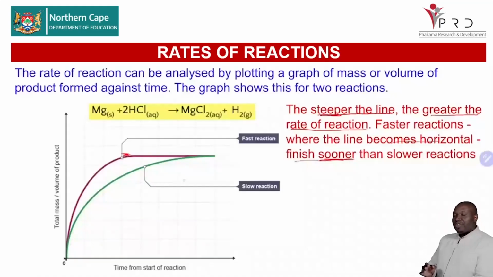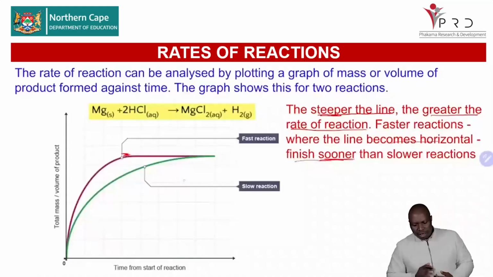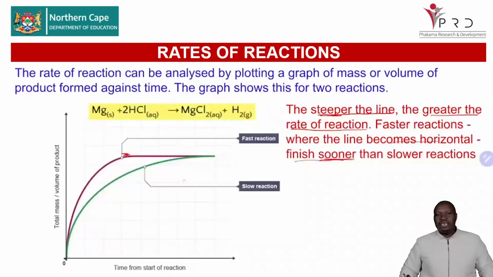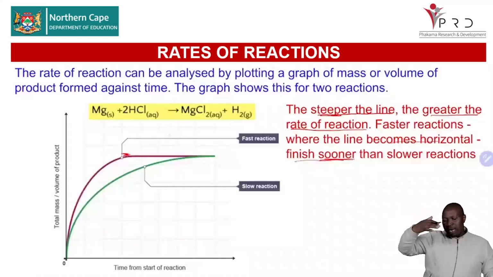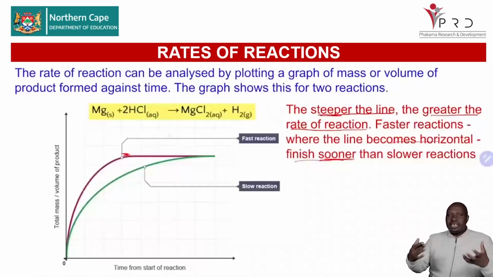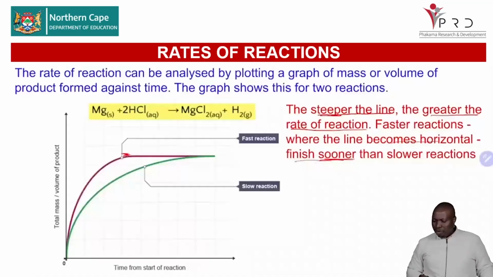So this graph, you can use it to show the effect of increasing temperature, effect of increasing concentration, effect of increasing surface area. All those will increase the rate of reaction, meaning that the graph will become steeper, and then when it becomes steeper, it will level off sooner to show that it completes faster. But in terms of the volume of gas produced, you can see that it is the same amount of gas produced.